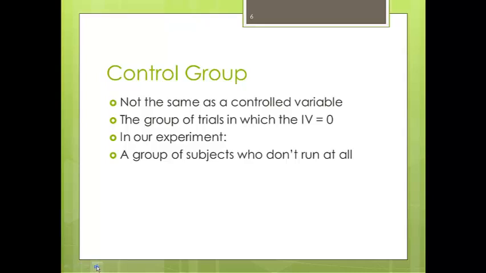Now, often there are experiments where a control group isn't necessary. For example, if your independent variable is color, let's say, how does color affect something? You can't really have an independent variable with no color. Everything has a color. So it doesn't really make sense to have a control group in that case. Although some people might argue that white or black might be a control group. Depends on the experiment.